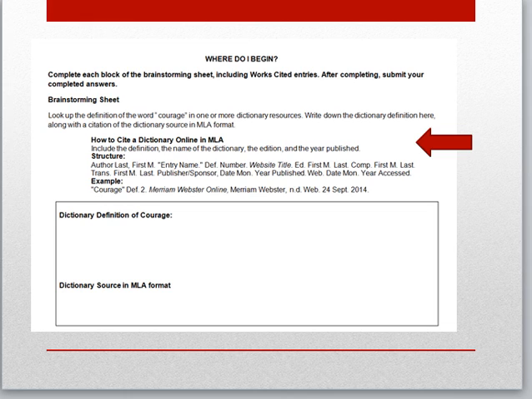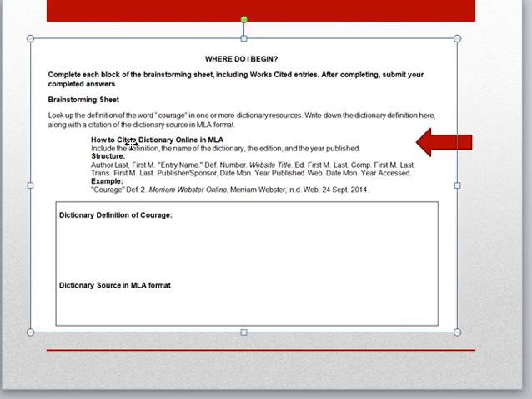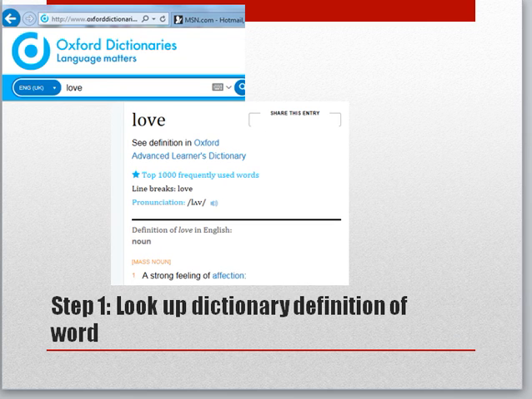So where do I begin? The planning sheet is where you'll begin. Note that you begin this assignment by looking up the definition of the word in a dictionary. There are instructions and examples of how to cite a dictionary online in MLA. And here they are, and it gives you an example. So step one is to look up the dictionary definition of the word.